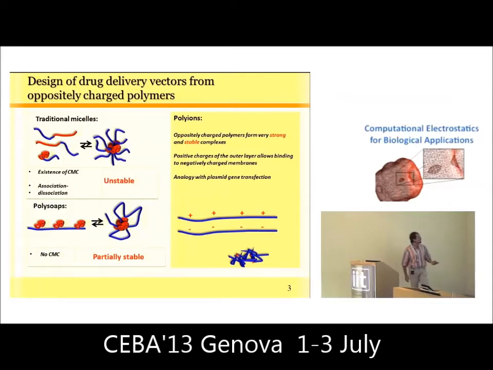Another option is to use polysorbs. Then they are grafted to a chain, and you can form such objects, and they are partially stable. But if you use polyions, so that one chain is positively charged and another chain is negatively charged, in this case you can form aggregates which are much more stable because they are charged. The positive charges can interact with the negative charges, and this object will be much more stable.